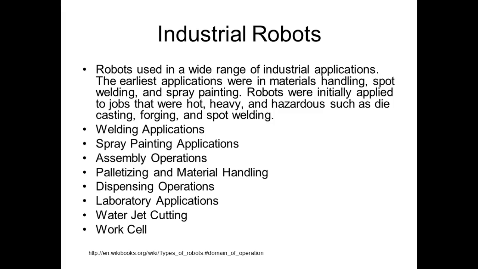What could I define a robot by doing? These are just welding applications, spray painting, assembly, palletizing, or moving stuff around, dispensing operations, laboratory operations, water jet cutting. We have robots now that perform surgery, where the doctor is in one location, and the robot is so precise that they can do surgery.